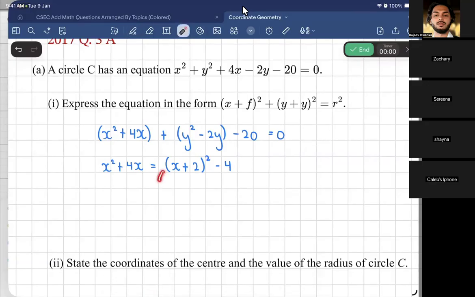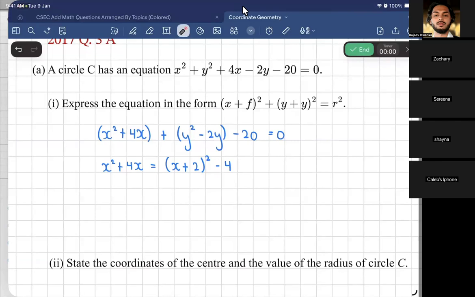Now, let me explain why you put minus 4, right? So, Caleb, if you expand this, what are you going to get? Expand that and tell me what you're going to get. X squared and 4. Let me take my time.